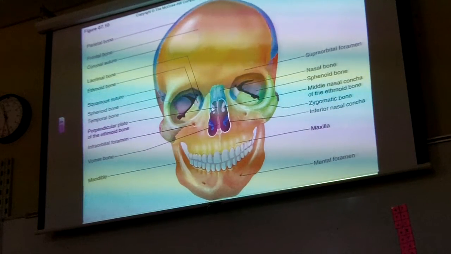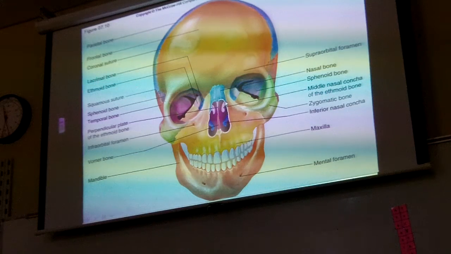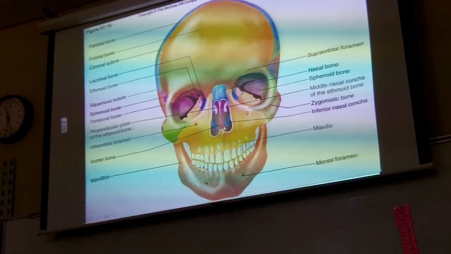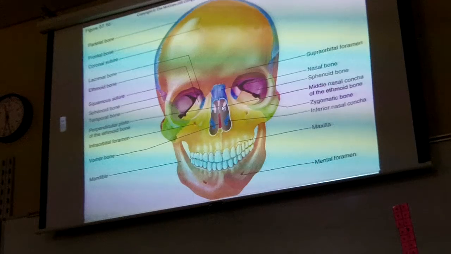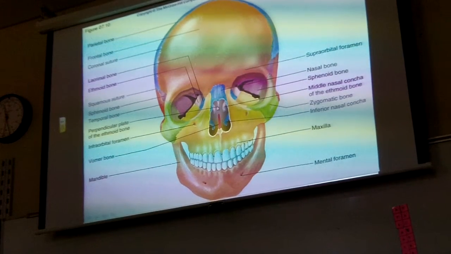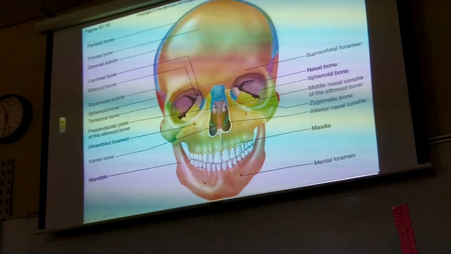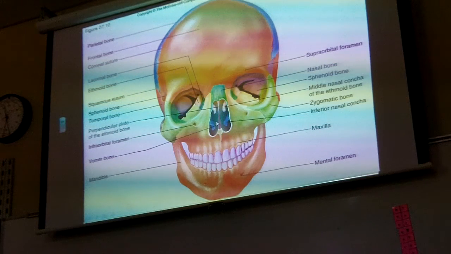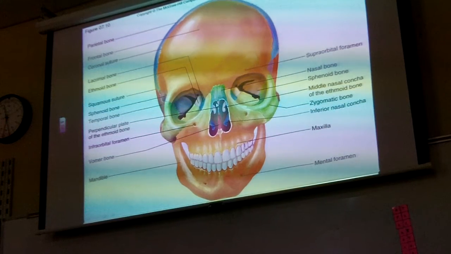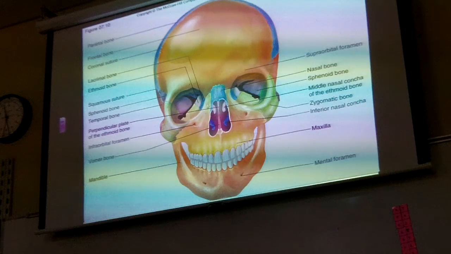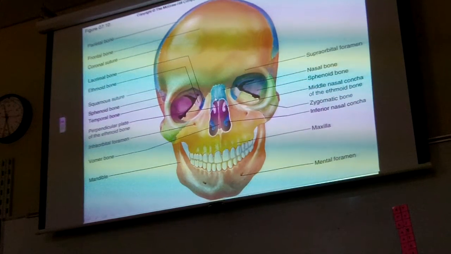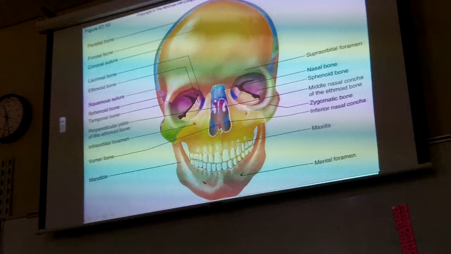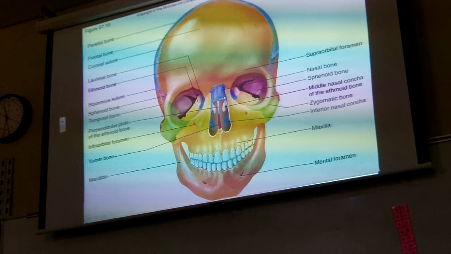These little nasal concha, those are part of the ethmoid bone. These things right here are called nasal concha. And they're inside your nasal cavity. And they're covered with skin and mucous membrane. They help filter the air that comes in through your nose. There's the nasal bone there. If you get hit in the face, sometimes you break your nasal bone.